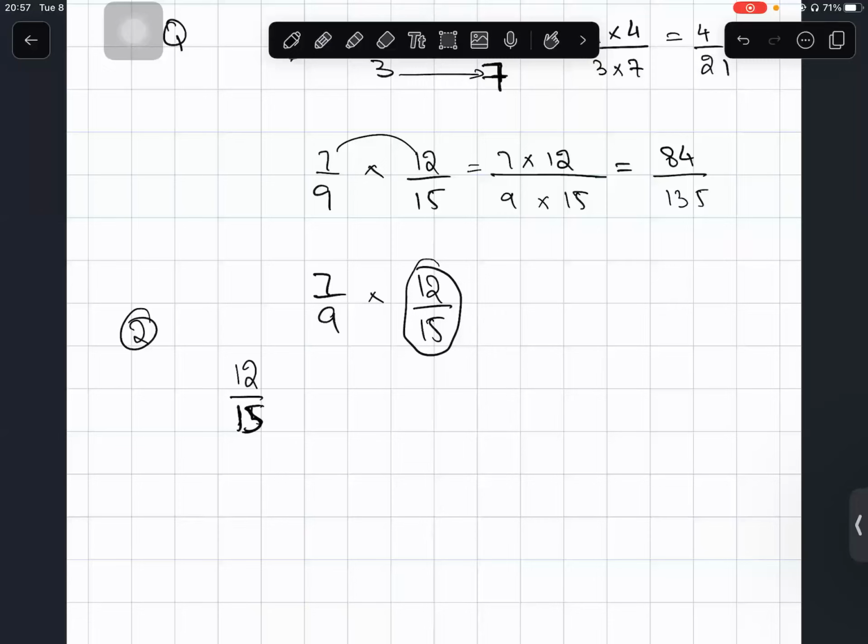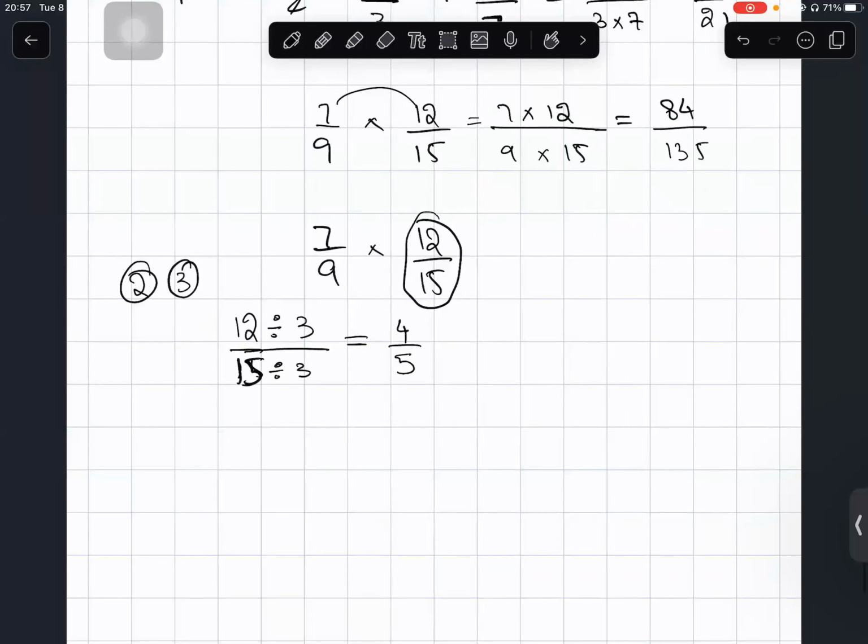How about 3? If we talk about 3, then 12 is divisible by 3. 3 times 4 is 12. And 15 is also divisible by 3, 3 times 5 is 15. So all you need to do is divide both of these, the numerator by 3 and the denominator by 3. And you will get to 4 over 5. Does that make sense?